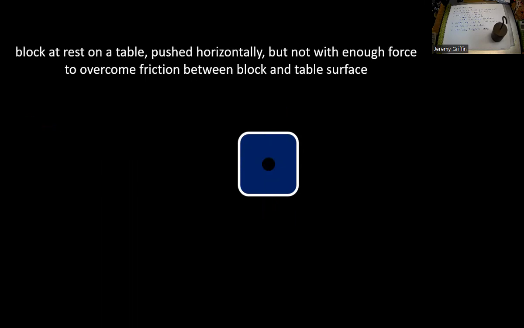All right, next one. Suppose there's, again, a block at rest on a table. But what if somebody's pushing on it with a small horizontal force, but not enough force to overcome the friction between the block and the table surface? What's that going to look like? So you've got that object sitting on the surface, you come across it and give it a small push, but it's not enough to break the friction, so it's still just sitting there.